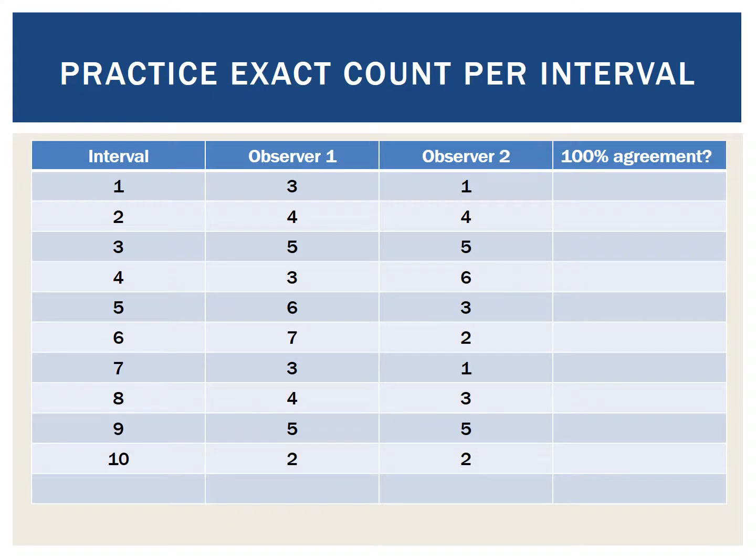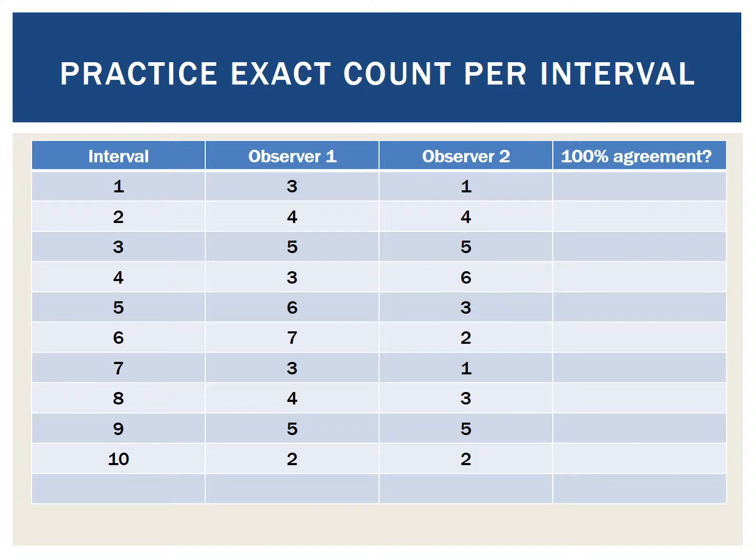So this is just a little practice. Again, you may choose to just do this on your own time, but in this case we have 10 intervals. So essentially, how many of these intervals, when you look at the list, do the two observers agree? Exactly. And as I look over, I see interval 3, they both said 5, and I think that's it. So we would have 10% agreement based on that method.